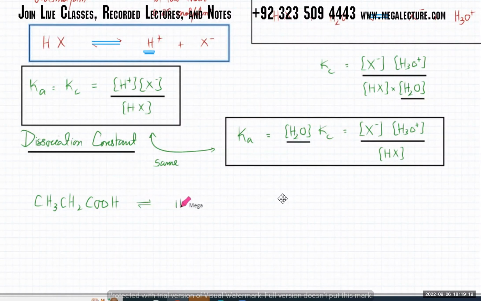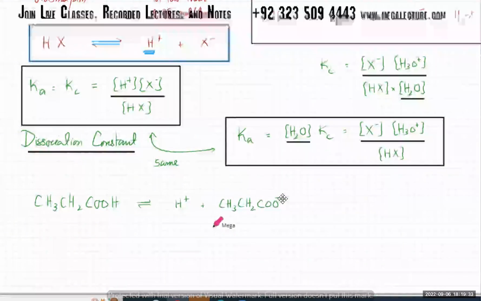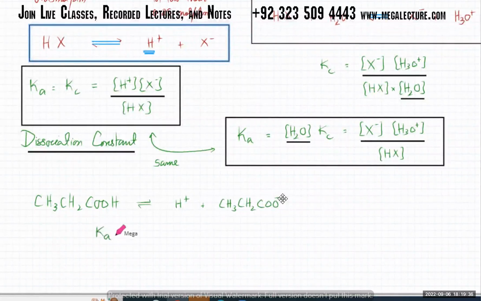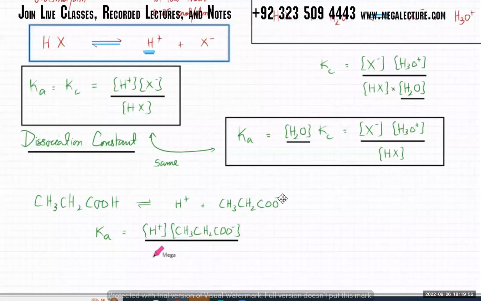It's going to produce an H+1 ion, and a negative ion of propanoate, which is CH3CH2COO-1. And then you have found its Ka. So K is basically the Kc for this expression. It's going to be the H+1 concentration times the CH3CH2COO-1 concentration, and the whole thing gets divided by the acid concentration, which in this case is CH3CH2COOH.